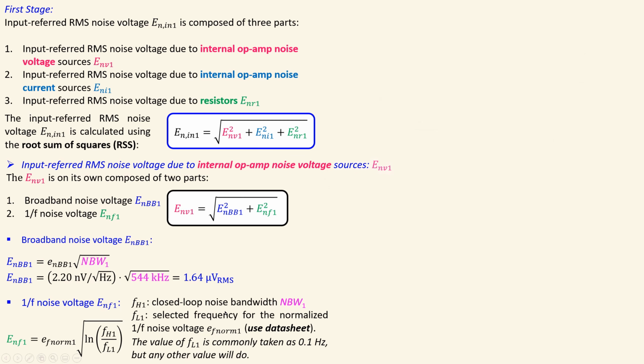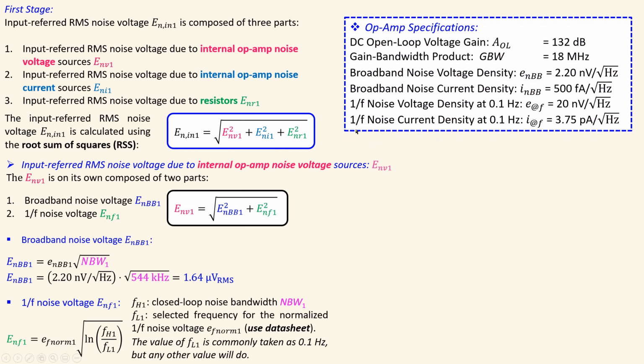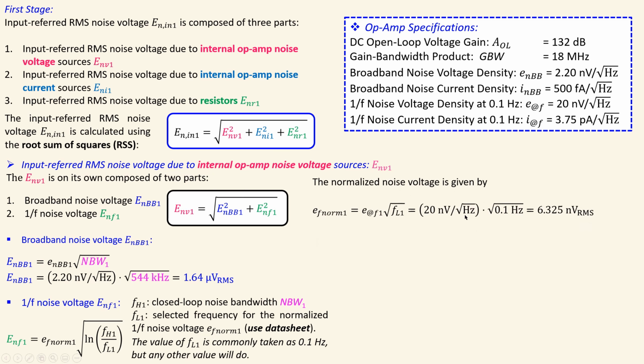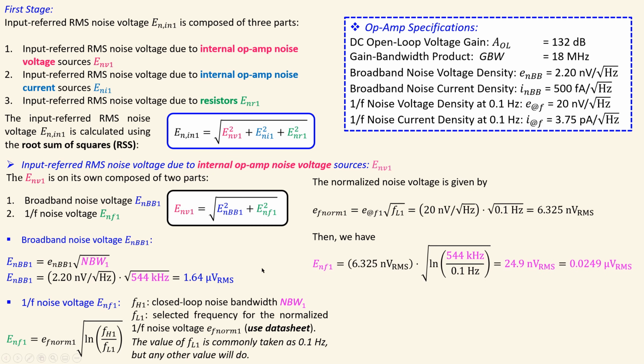So if I look again at the op-amp specifications, for this frequency it is 20 nanovolts per root hertz, actually what we have for this one. And if you now calculate this, you can see for the calculation here it is 6.033 approximately nanovolts RMS. Now if I substitute the values in this expression for the 1/f noise voltage, that will give me 25 nanovolts RMS approximately, and in microvolts it is 0.0249 microvolts RMS.